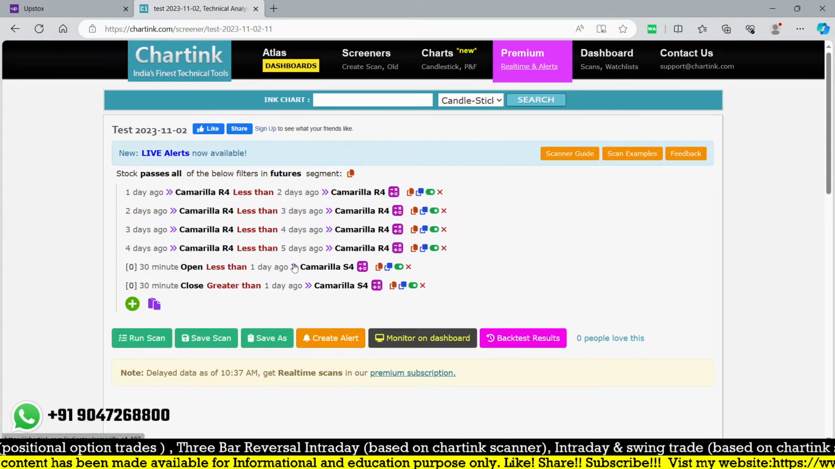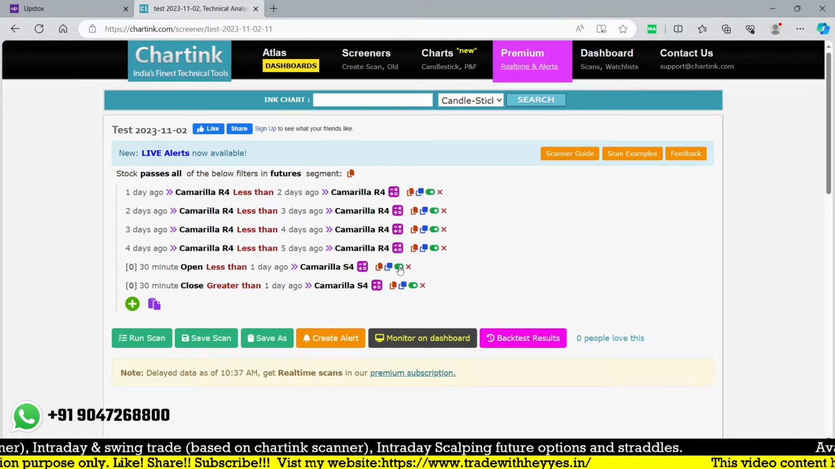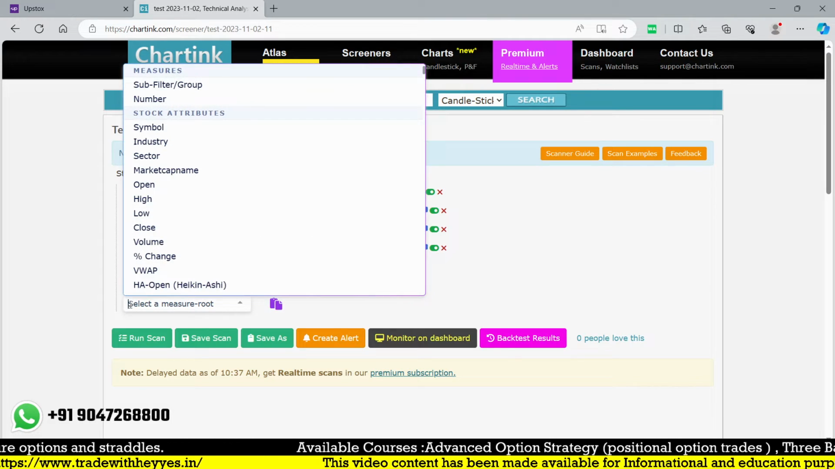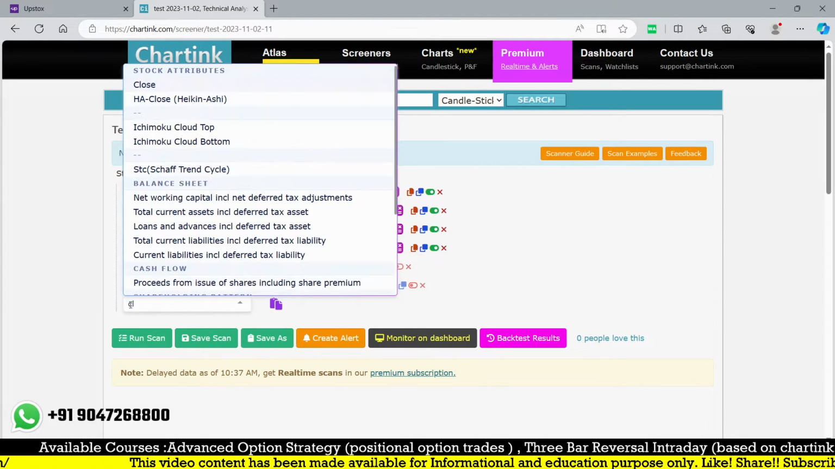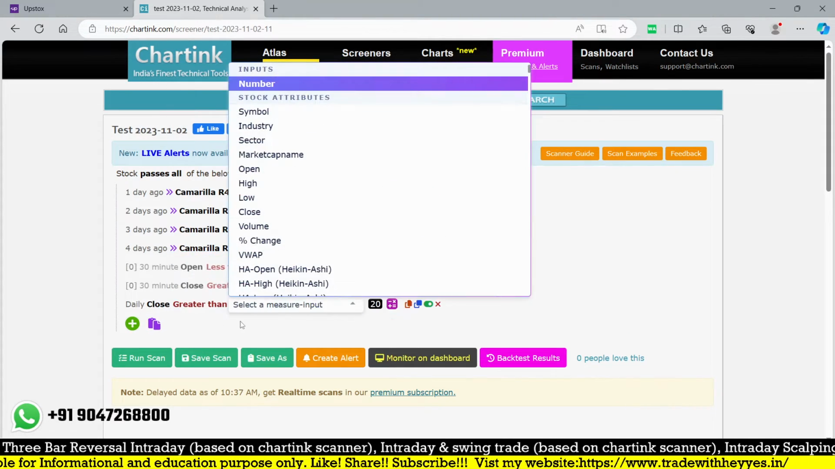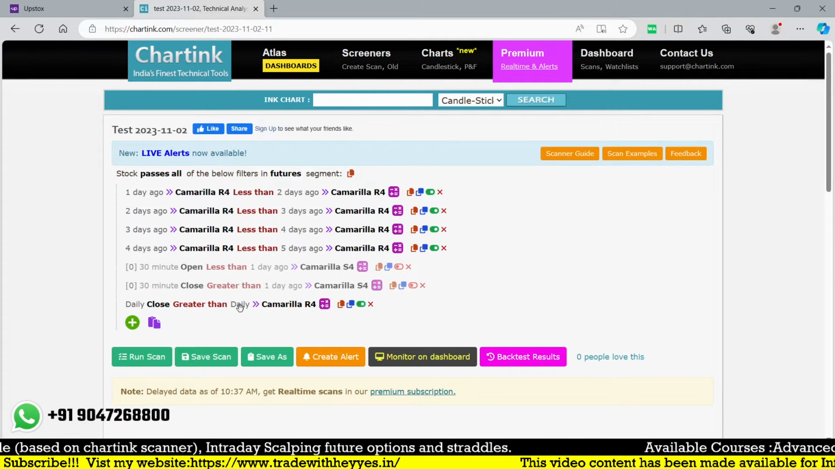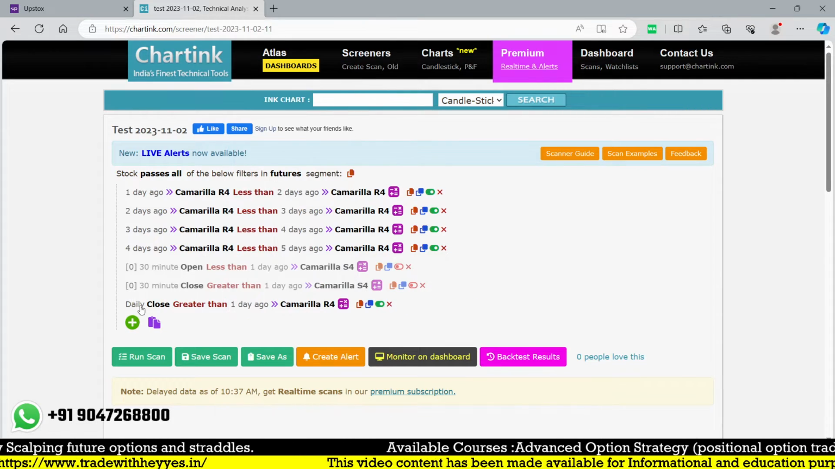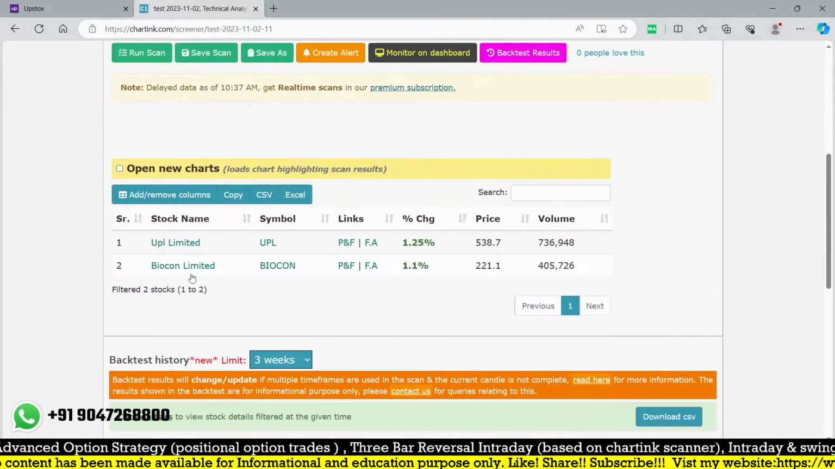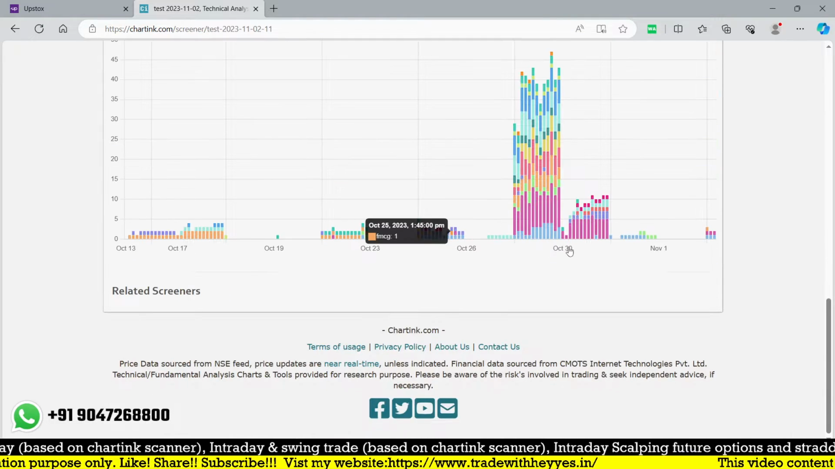So, for example, consecutive 5 days down on the trend. Instead of that, this is a scanner which I've already created. Instead of that, we can use one more opportunity: the latest close greater than Camarilla R4, with R4 1 day ago. I just go for 30 minutes or 15 minutes, whatever time you want to look for. So if you are using UPL and Biocon, those should be the stocks which are happening like this, and on backtest you will be getting some of the stocks.